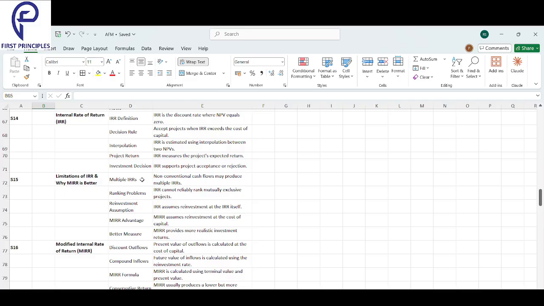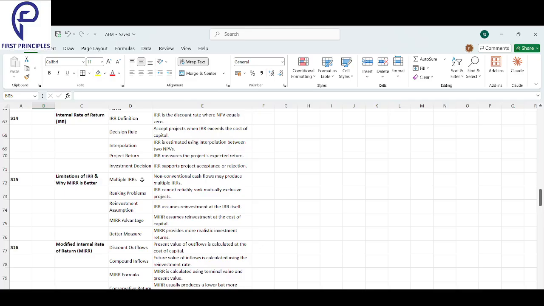IRR measures the project's expected return. And for the investment decision, IRR supports the project acceptance or rejection. Okay, what is the IRR definition? It is the discount rate at which NPV equals zero. Decision rule: accept projects when IRR exceeds the cost of capital. Interpolation: IRR is estimated using interpolation between two NPVs. So we'll get one positive NPV, one negative NPV, and we will find the IRR.